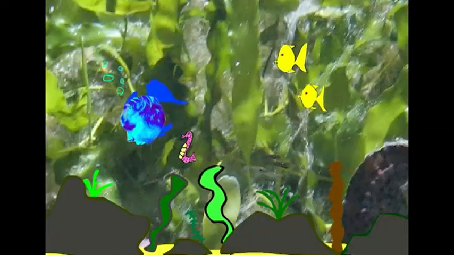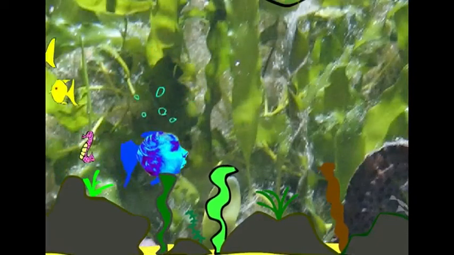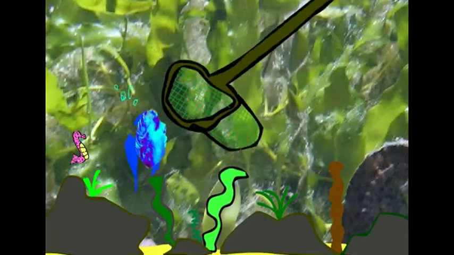The students then started to animate the characters they created. They created objects that they could interact with the fish characters. So things like nets and seaweed and other fish that could move around the scene.